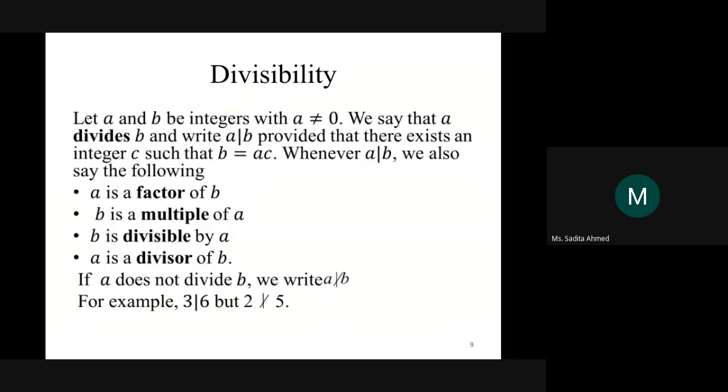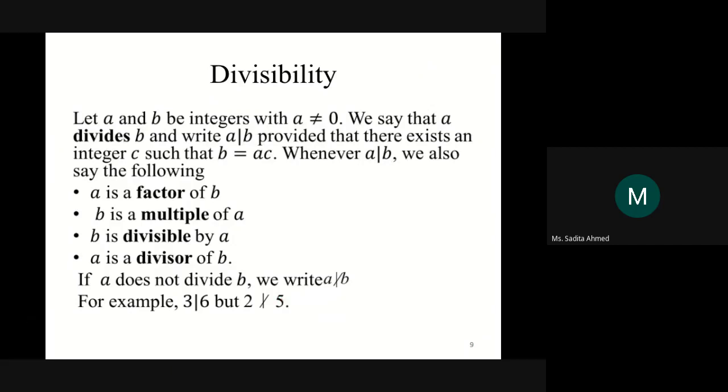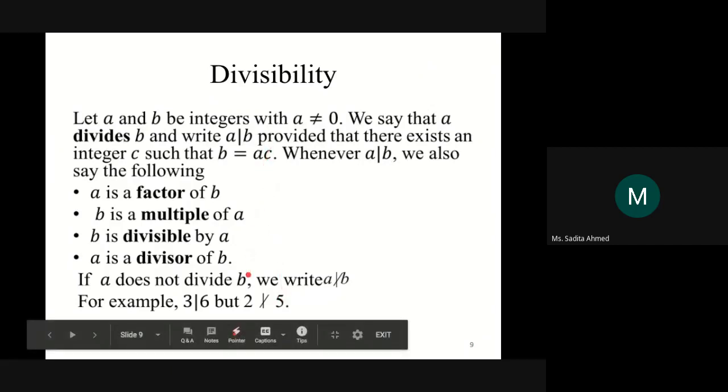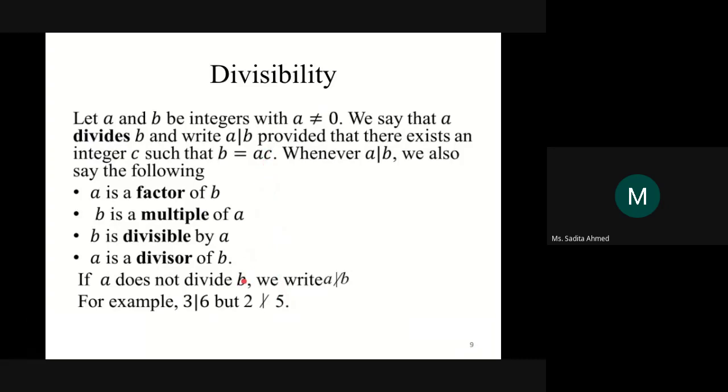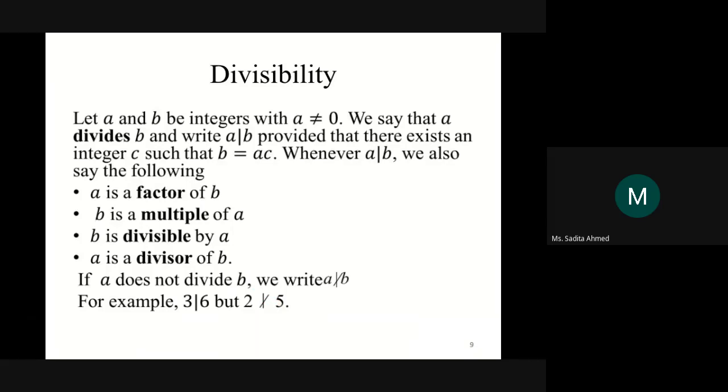2 divides 5 means that it must be possible to represent 5 in this format, a product of 2 integers where one is 2 and the other one is some other integer. It's not possible. Or in other words, if you divide 5 by 2, the result will not be an integer. The result will be a fraction. It will not be a whole number, basically. So yeah, that is what it means.